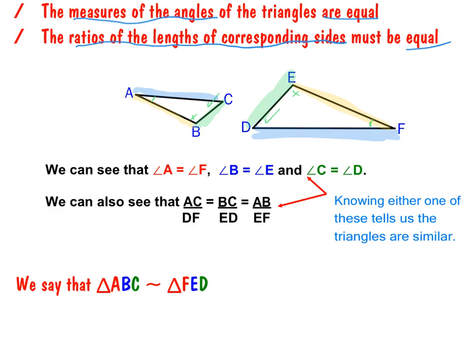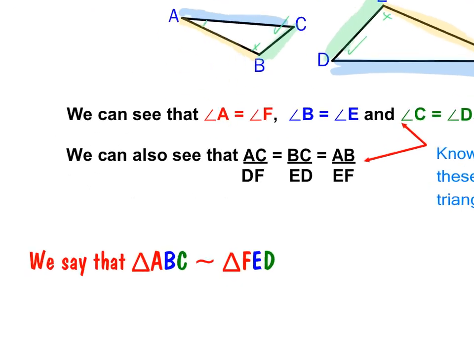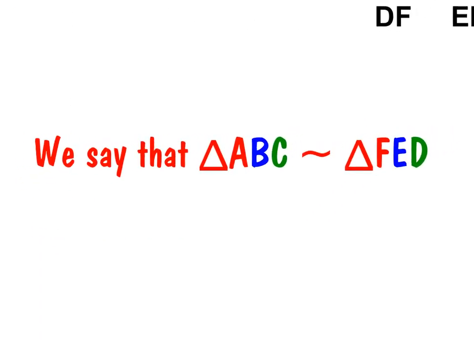So either the sides are proportional to one another, or all the angles are the same. And when we know that, then we can say that the triangles are similar. And that's the topic of today's lesson, similar triangles. And more importantly, what we can say is triangle ABC is similar to triangle FED. Triangle ABC is similar to triangle FED.